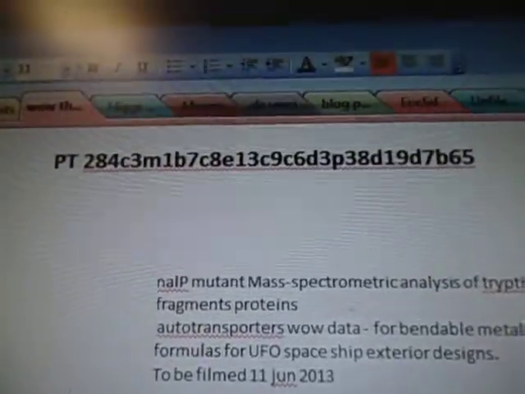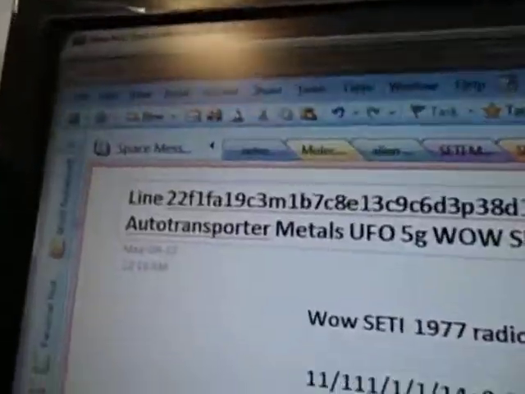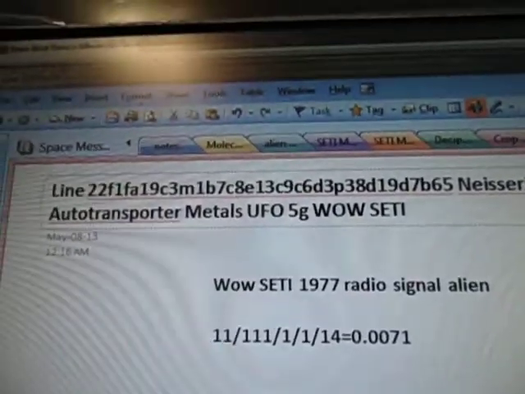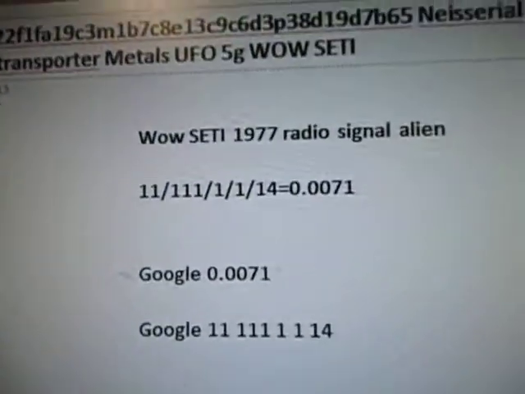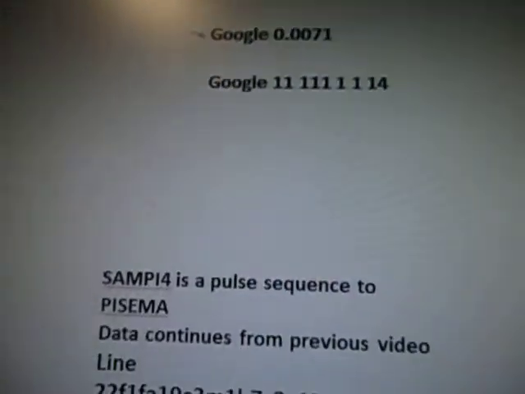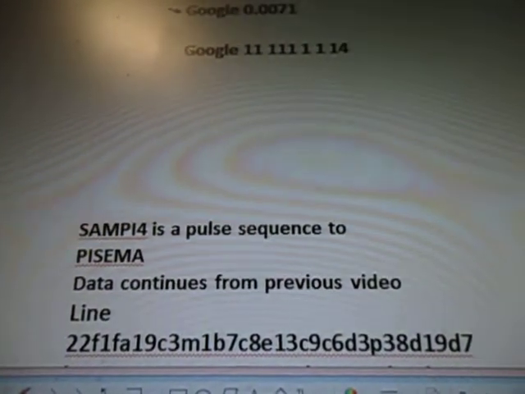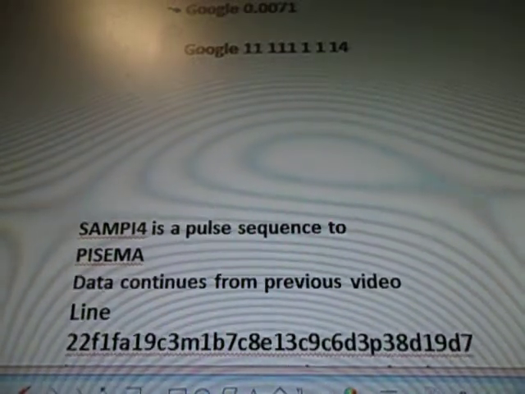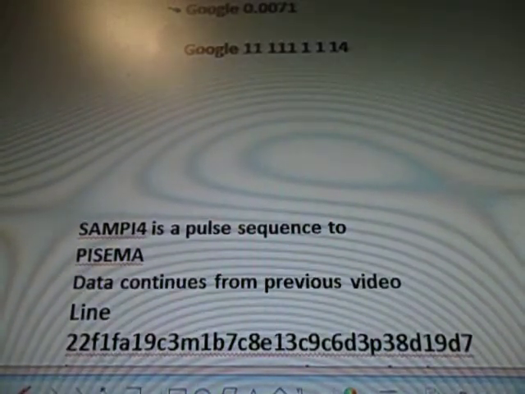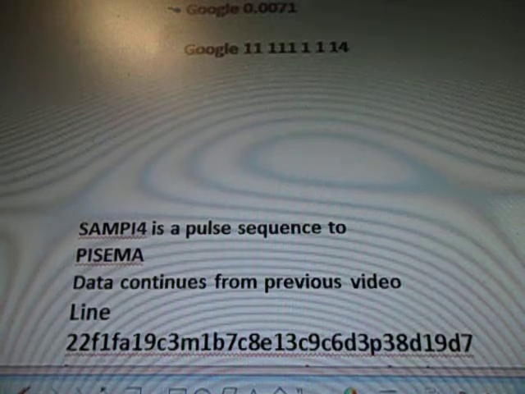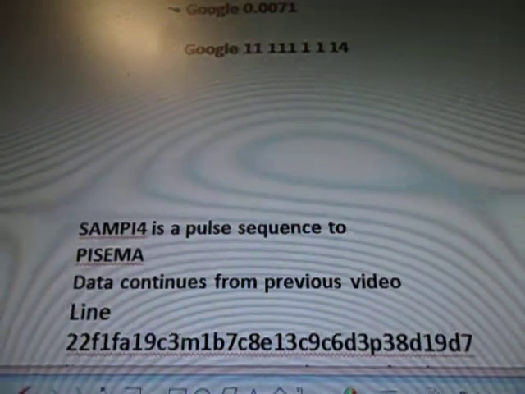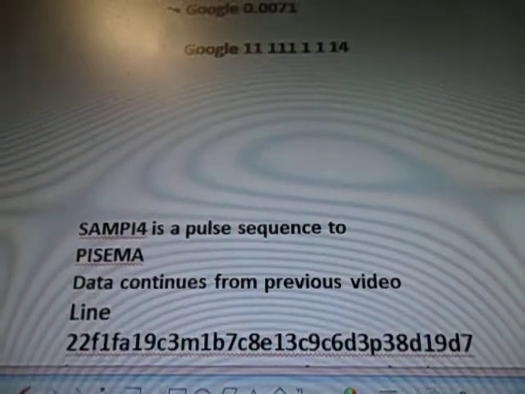The line of data 7B65, line 22, 7B65: Neisserial autotransporter metals, UFO 5G Wow SETI. There's the alien radio signal. This was done on May the 8th, 2013. Oh, nalP mutant: mass-spectrometric analysis of tryptic fragments, proteins, autotransporters, wild data for bendable metal formulas for the UFO spaceship exterior designs.